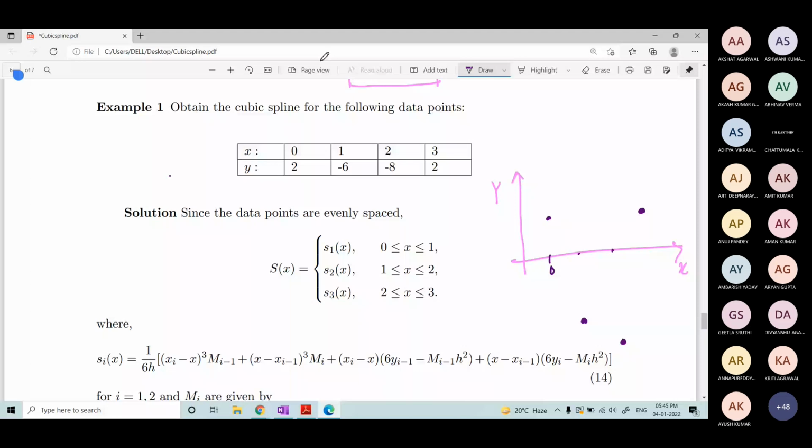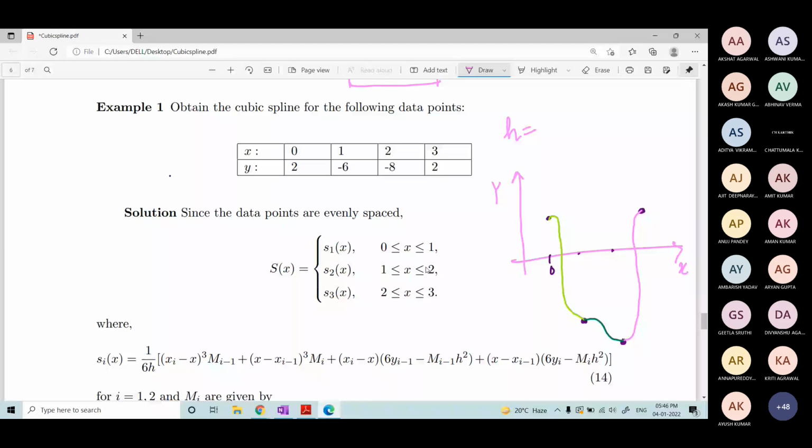So suppose S(x) is S1(x) in the interval 0 to 1, the first subinterval, S2(x), another polynomial, in the interval 1 to 2, and S3(x) in the last subinterval, 2 to 3. What is the formula? If you look at the data, they are evenly spaced. What is the spacing between the data points? What is h? h equals 1.